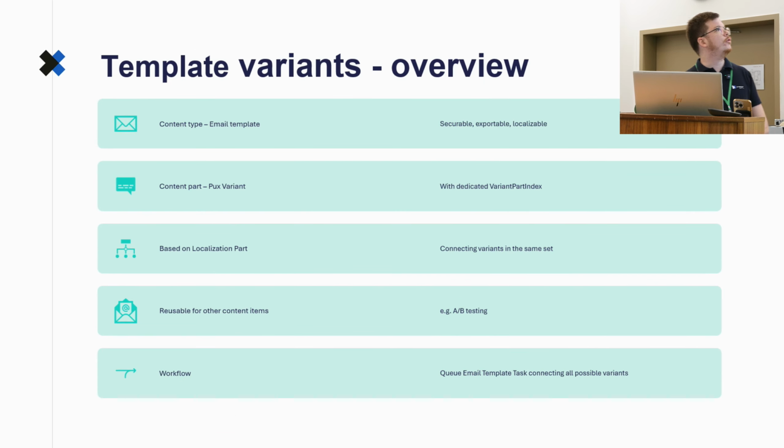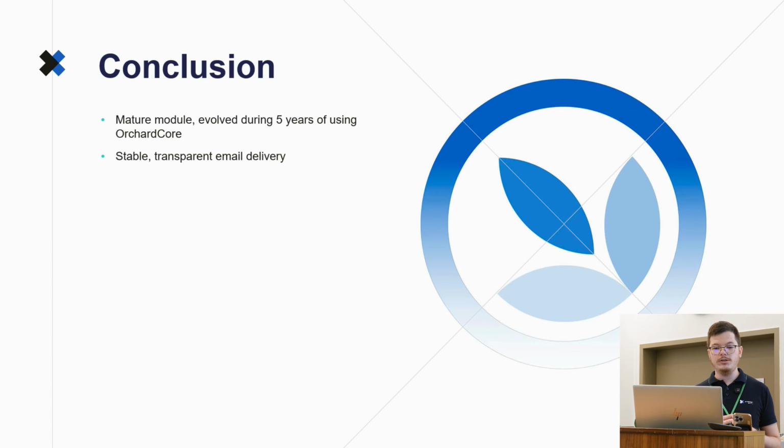That's just some overview of the template variants. As I said, it's a custom content type, so it's securable, exportable, localizable, etc. The variant part has its own index, and it's based on the localization part. It works similarly. It pairs the content items with the same variant set, and it's also reusable. You can use it, for example, for A/B testing, which is something I would like to test out in the future. And that's all.